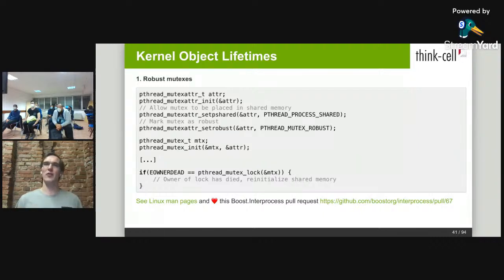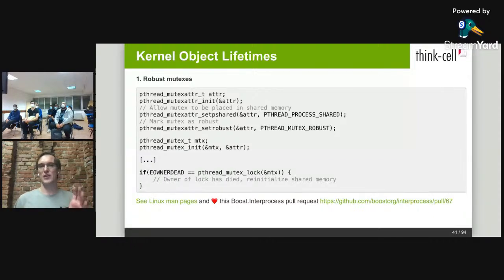and will keep track of which process last locked it. So if you try to obtain the lock and the last owner died, crashed while it held the lock, then pthread mutex lock will return EOWNERDEAD and tell you the resource you're trying to access is in an invalid state because somebody died while it held a lock. So you might have to reinitialize it or just crash yourself or whatever you want to do.